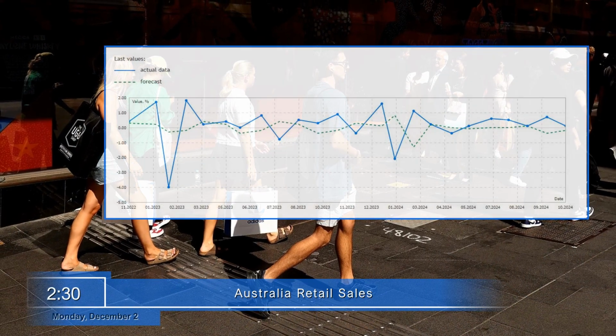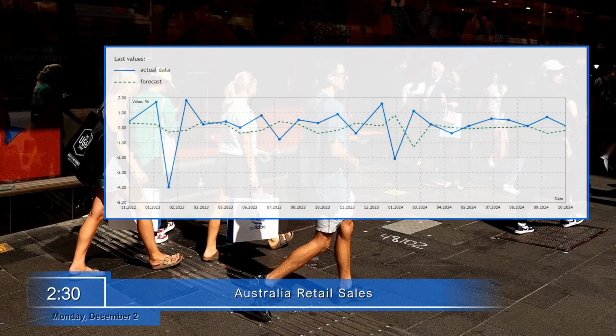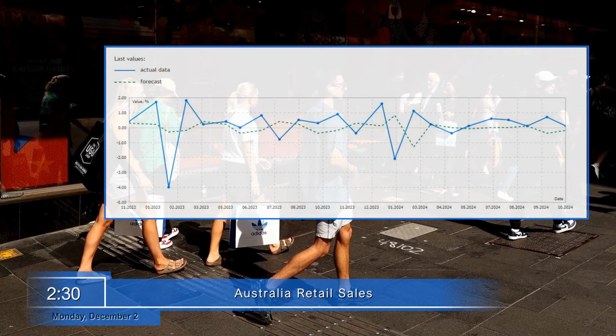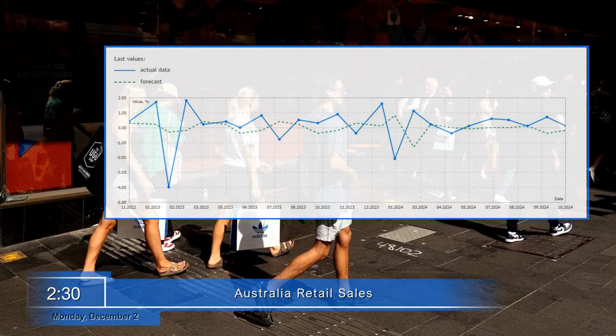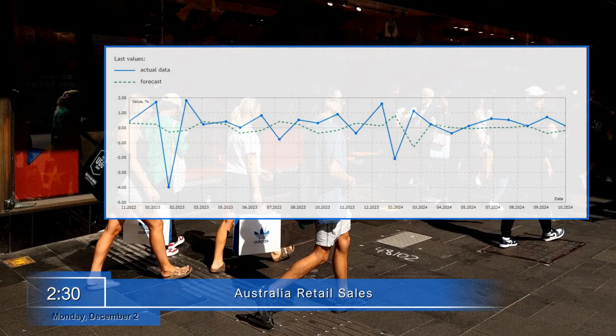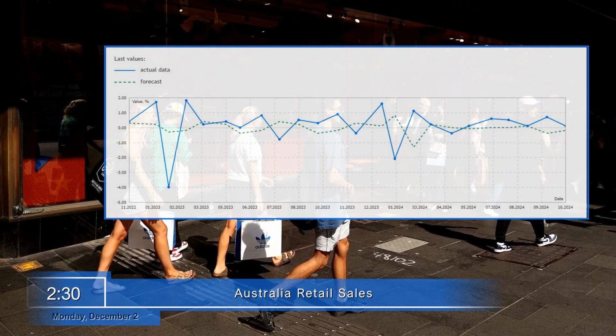Monday, December 2nd. This coming Monday, at 2:30 Australia will report retail sales. They reflect the change in turnover at retail locations in the quarter under review, compared to the same period last year. The calculation includes data on sales of major groups of goods. A decline in the indicator may have a negative impact on the Australian dollar.